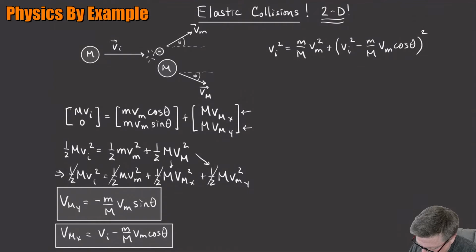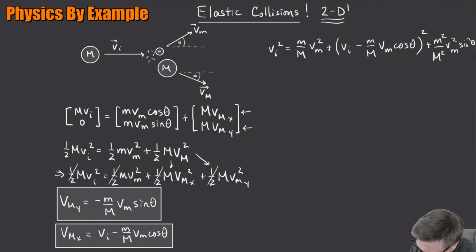And then VMY, the big M's cancel out, and I got VMY squared. And so that's going to be plus little m squared over big M squared VM squared sine squared. Okay, running out of room. All right, so let's see what we get. Oops. I don't know why I squared this. That's not squared yet. Okay.